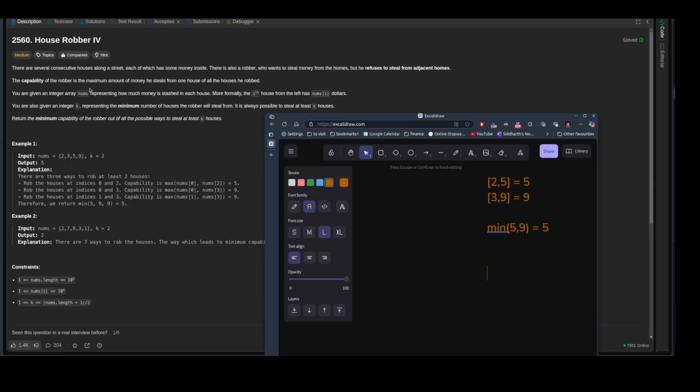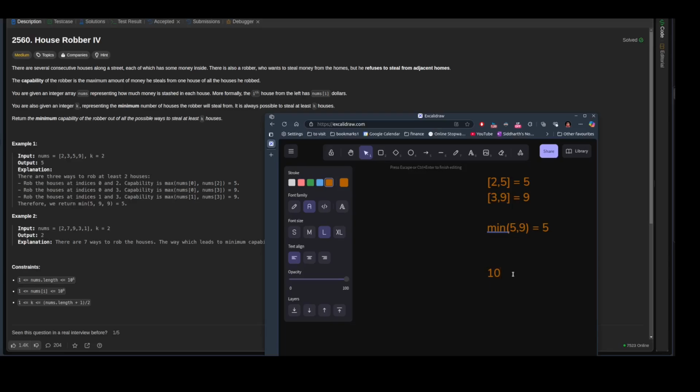So let me say my binary search's current max possible value is 10. Can I steal at least 2 houses? Yeah, I can steal 2, then I should ignore the neighbor and go to the next, I can steal 5, and 2 houses are completed. So 2 and 5 are both less than 10, so it was possible. The number of houses stolen is 2, which is possible.